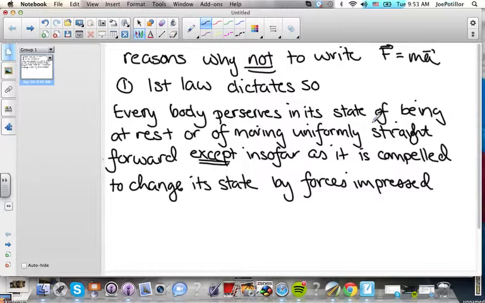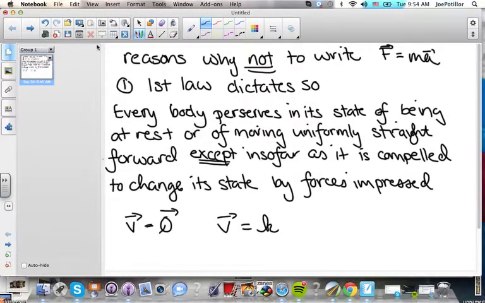Now, translating that into basic English, it means the body either stays at rest or a body is at a constant velocity unless compelled so by a force. In other words, this situation is happening in the absence of forces, period.